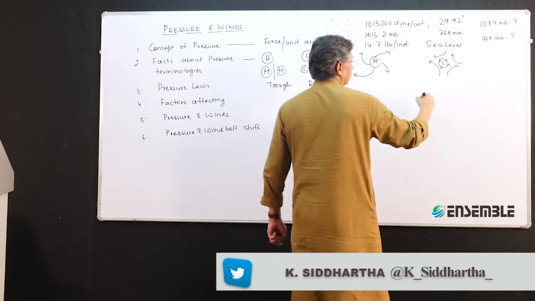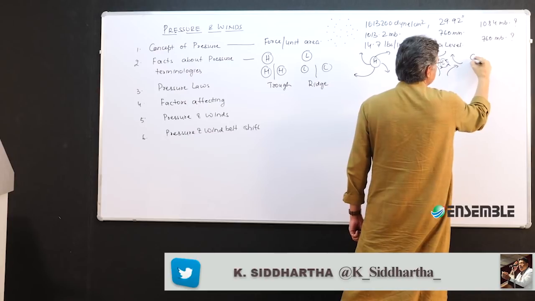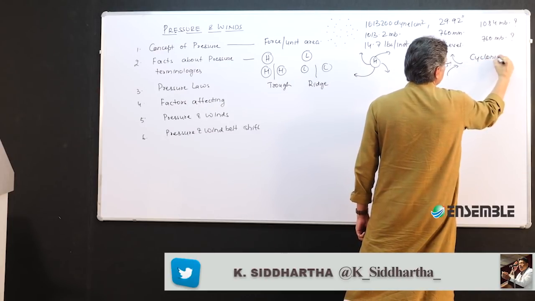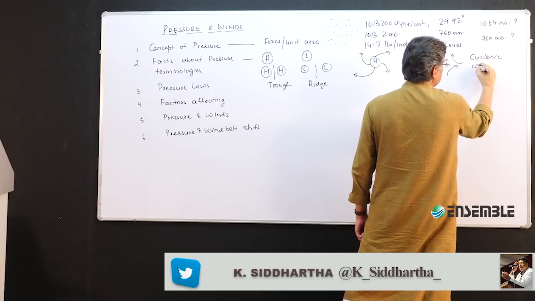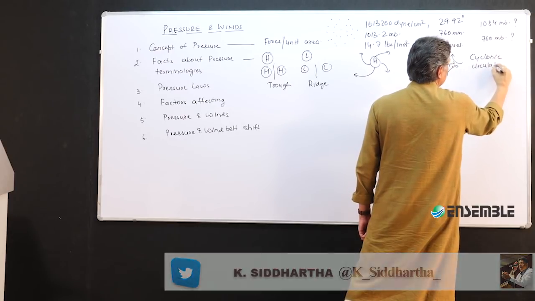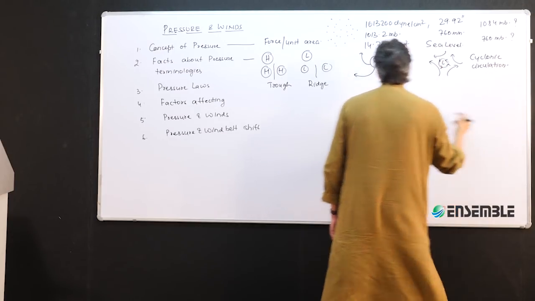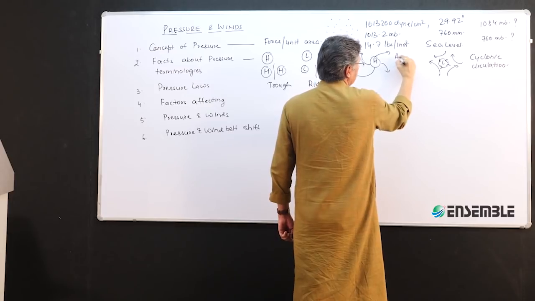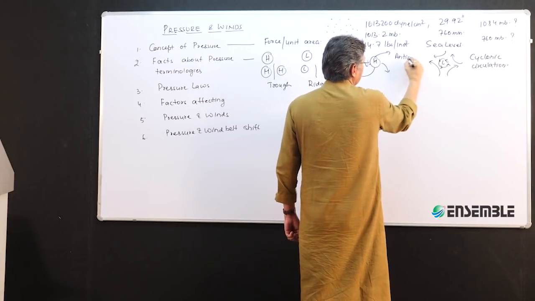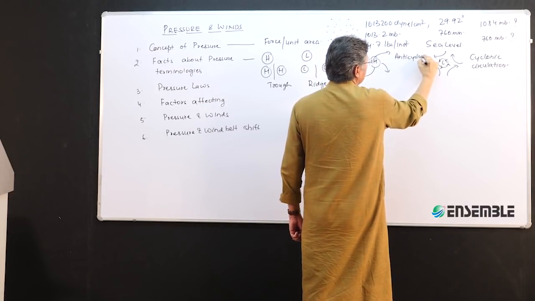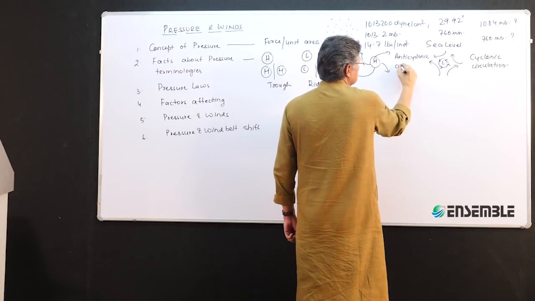So that is a low pressure center. That is called a cyclonic circulation. From the perspective of circulation, it is called cyclonic circulation, and the other is called anti-cyclonic circulation.